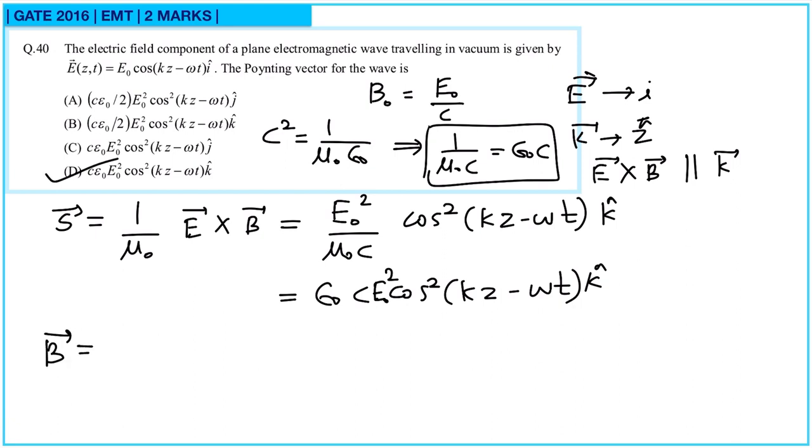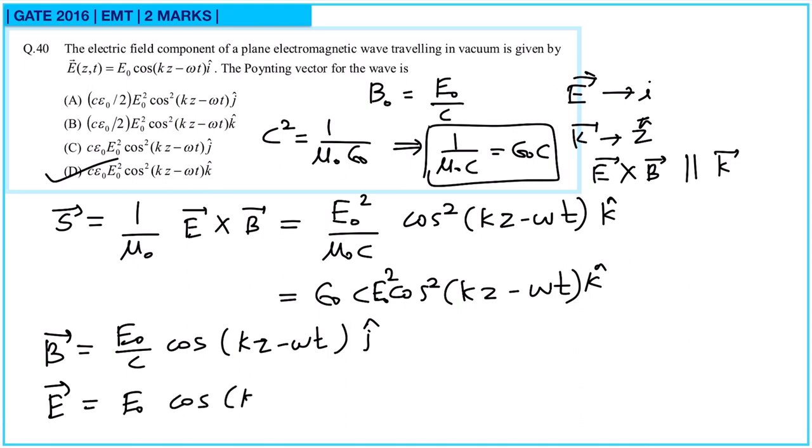And the way we have calculated this is B naught is equal to E naught by C, and the same phase will be there. So that means cos of kz minus omega t, and its direction will be Z cap. And E bar here is E naught into cos of kz minus omega t I cap. So use these values here and you will get this. Option D is correct here.